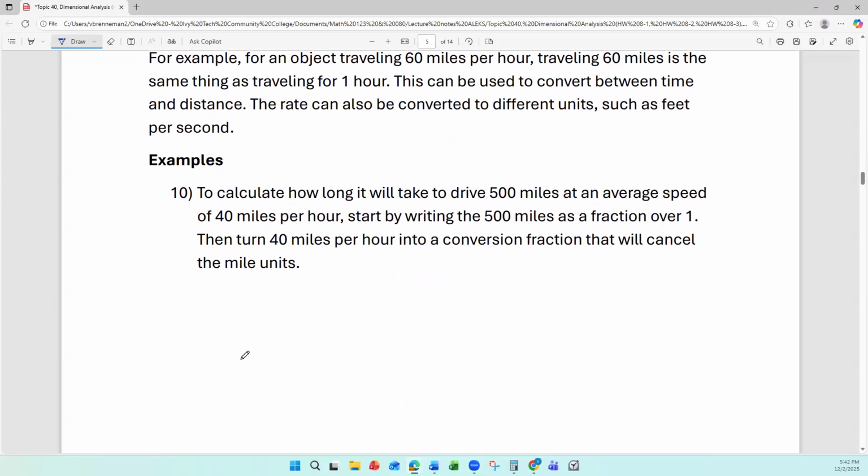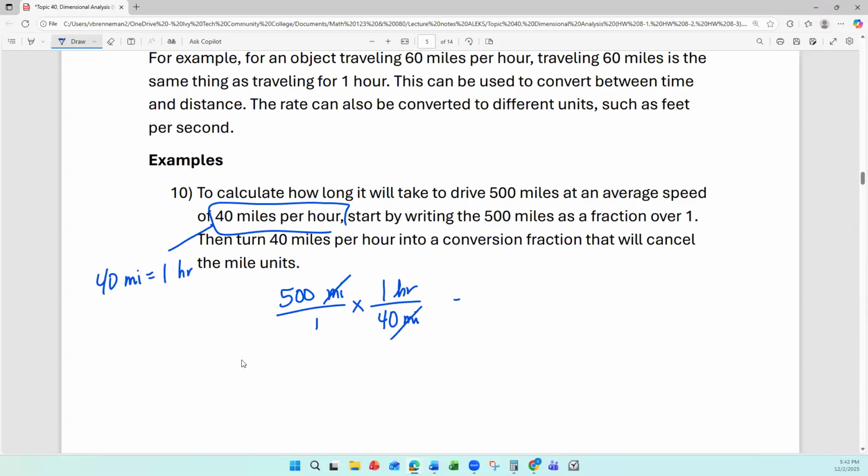So number 10, to calculate how long it will take to drive 500 miles at an average speed of 40 miles per hour. First, writing the 500 miles over 1. We're using the rate, the 40 miles per hour, to convert from a distance to a time. So then I use the 40 miles per hour as if it was given 40 miles equals 1 hour. So I put the 40 miles on the bottom and the 1 hour on top. That cancels the mile units, and this tells me I need to take the 500 divided by 40, getting 8 hours.